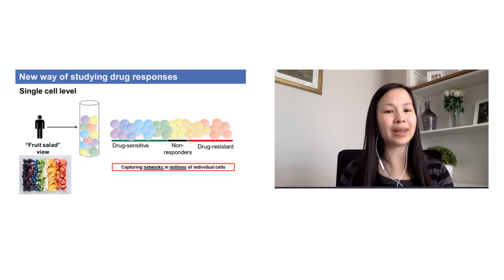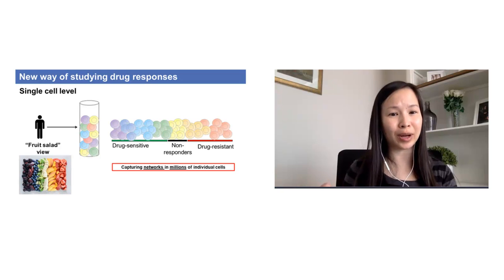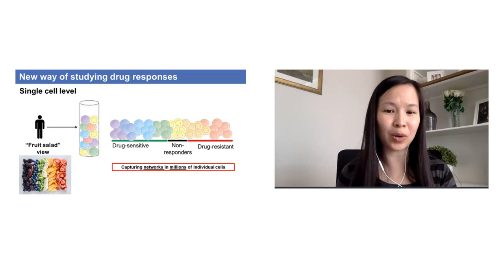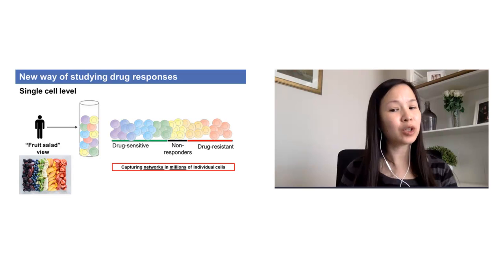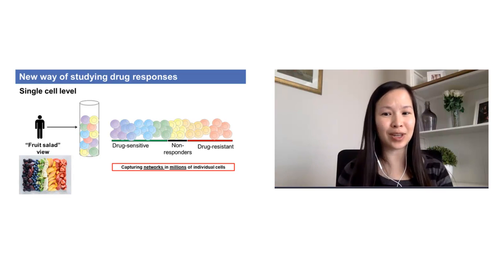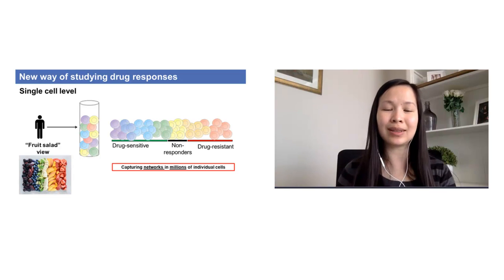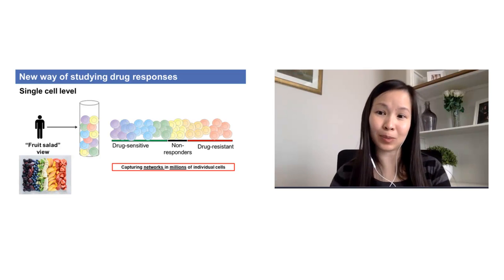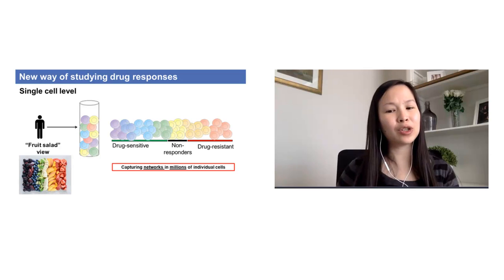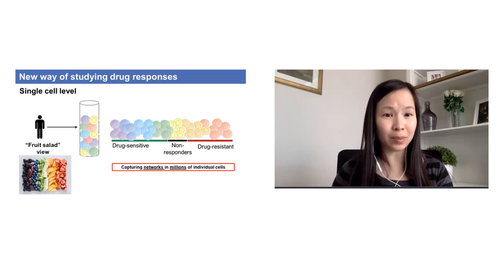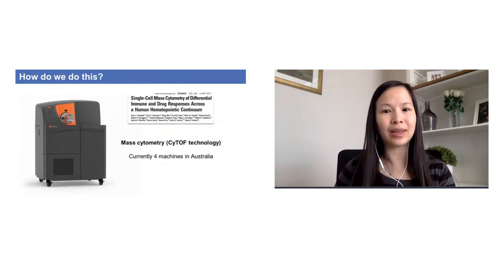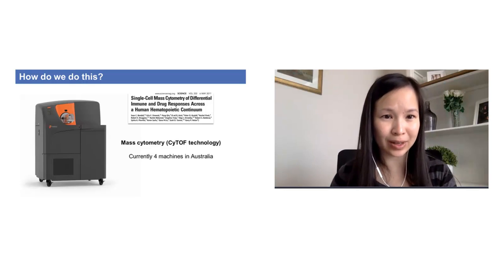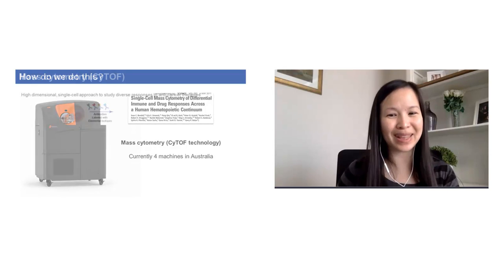And because in blood cancer, identifying even what a few cells do is important, I was interested in capturing the networks of millions of individual cells to really understand what happens when blood cancer responds to drug. So the way we chose to do it was to adopt a protein perspective, and we do so using the technology called mass cytometry. Some of you might be quite familiar with this.